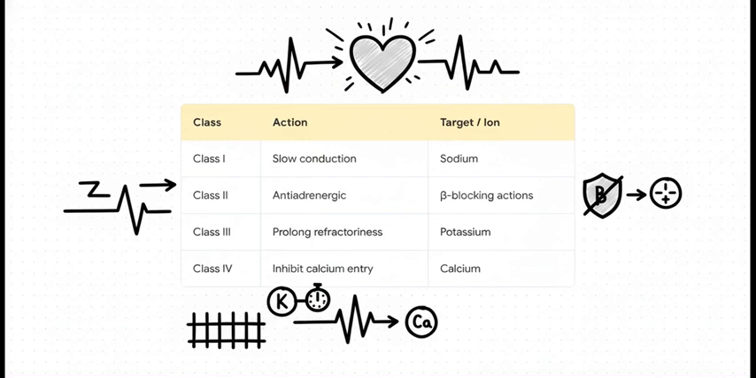Class 1 drugs target sodium channels to slow conduction velocity. Class 2 uses beta blockers for anti-adrenergic actions. Class 3 blocks potassium to prolong the refractory period, which essentially increases the reset time between beats. And Class 4 inhibits calcium entry. It really is just a masterclass in targeted chemistry.